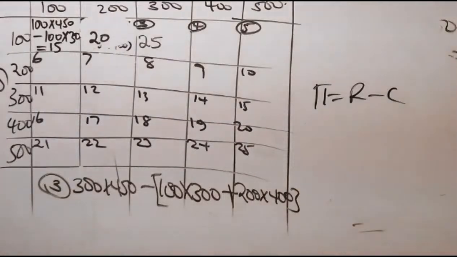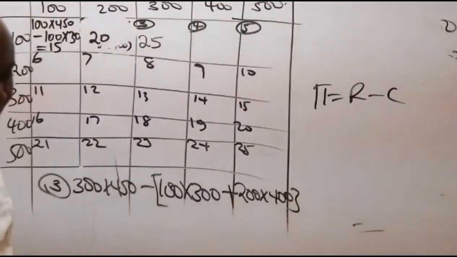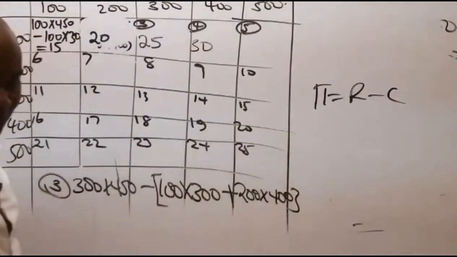So number 4, what do we have there? Somebody number 4, please talk to me. Number 4, Kigunda tells me 30.